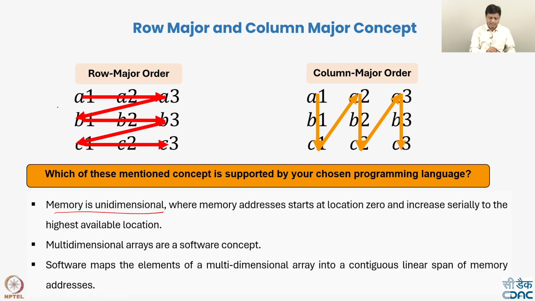Suppose you want to store the matrix which is given here and you are using any programming language that by default supports row major order. Then the elements will be stored: first row will be stored, then second row, and then third row. You can see I have marked the arrows showing how the elements will be stored in unidimensional memory. In case you are using a programming language that supports column major order by default, then the data elements will be stored column wise. You can see the arrows I have marked.